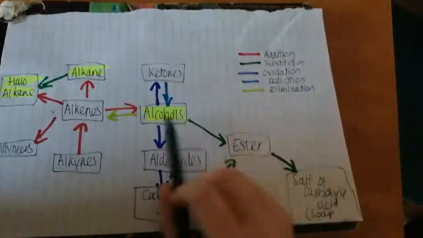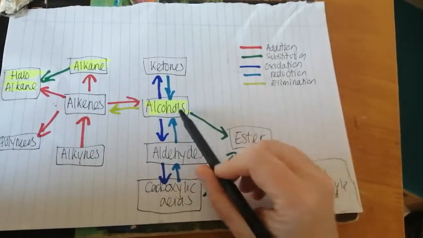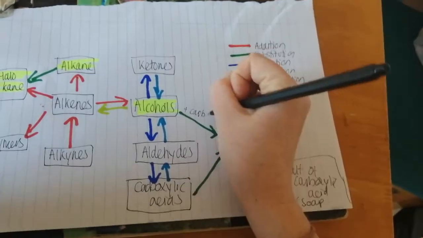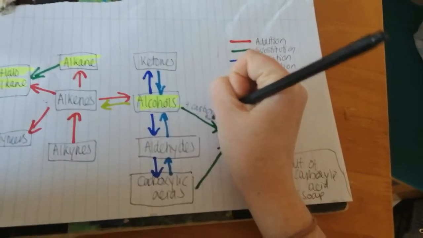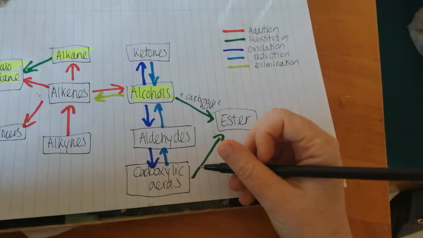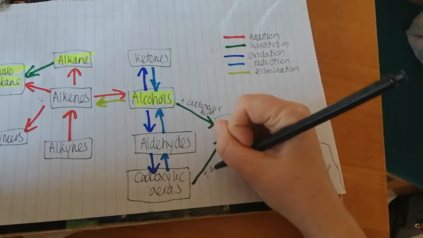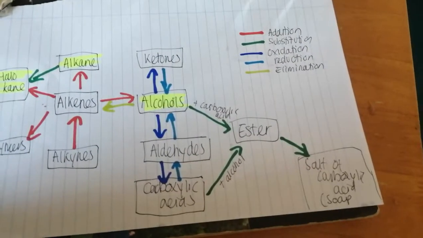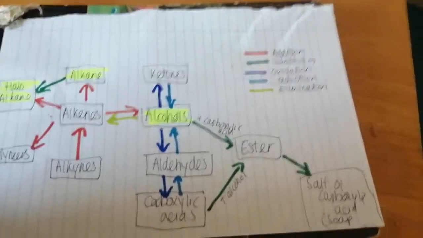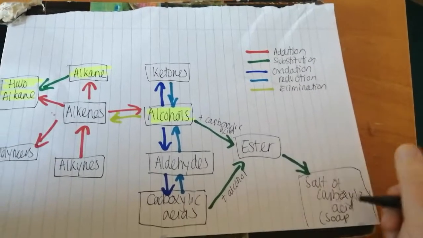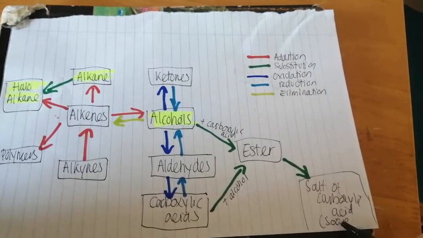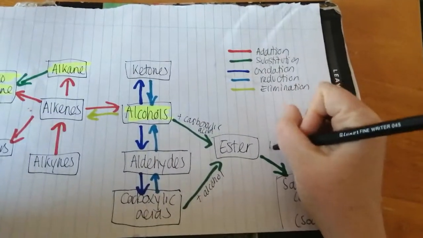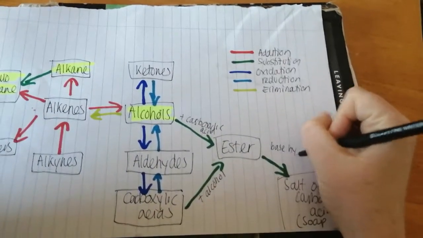So if I want an alcohol to change into an ester, I need to have an alcohol plus a carboxylic acid. And likewise, if I have a carboxylic acid, I'll need to add on an alcohol. Okay, and that will make your ester. If I want my ester to change into a soap, it's sometimes known as base hydrolysis.